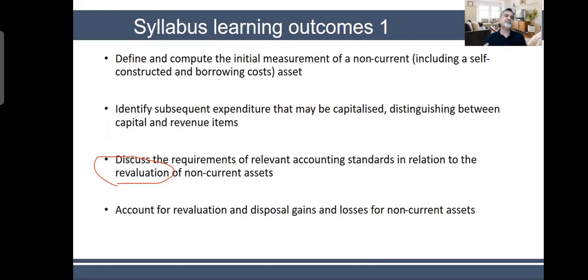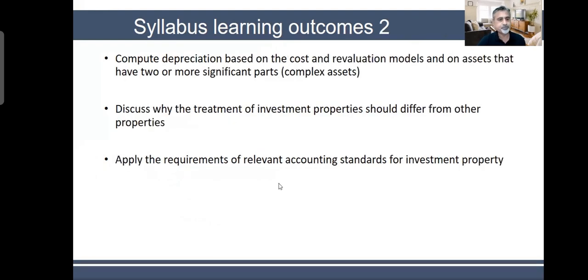And for that, we have a separate standard called IAS 36 impairment that will come later. Then account for revaluation. So if you make any revaluation, how do you treat it? And then disposal gains and losses. Sometimes you sell the non-current asset, you make gains and you make losses. How to calculate the gains and losses and how to treat the gains and losses. So this is also our area of concern.